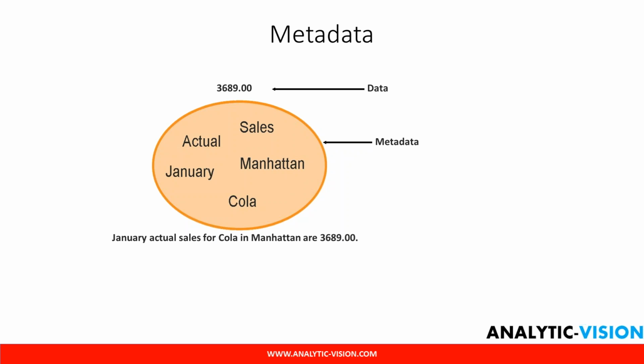The metadata is data about data. It describes the number. In this case, it is sales of cola for the Manhattan business unit. It is actual sales for the January time period. So metadata gives you more meaning about that 3689. When it comes to HFM, we have 8 required pieces of information that describe data. Financial management provides 8 system defined dimensions and enables you to populate an unlimited number of custom dimensions. In this class, we will create 8 required dimensions and 4 custom dimensions.